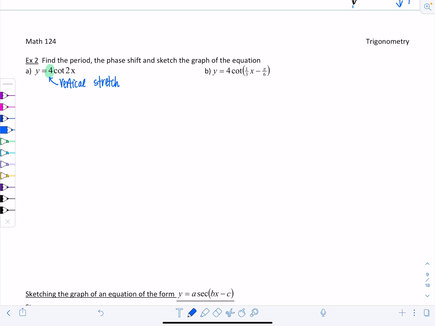Okay, the period. The period is 2 pi. No, excuse me, it's pi. Oh my goodness. Pi divided by b. b is 2, so the period's pi over 2. What about the step? The step is the period divided by 4. I'm going to think of it times 1/4 instead. So the step is pi over 8. And there is no phase shift, none of that going on.